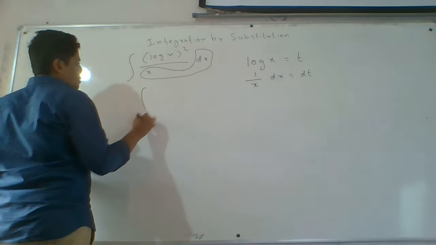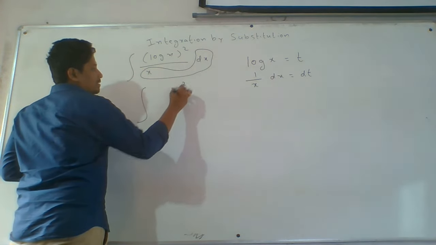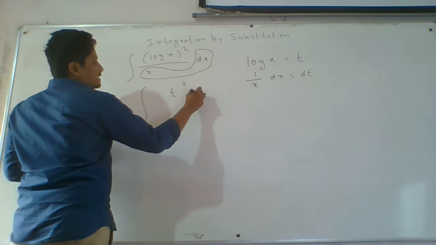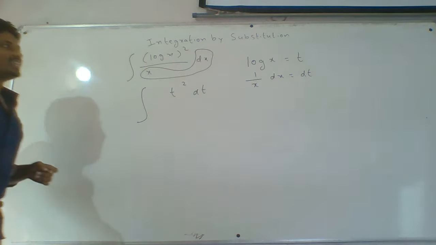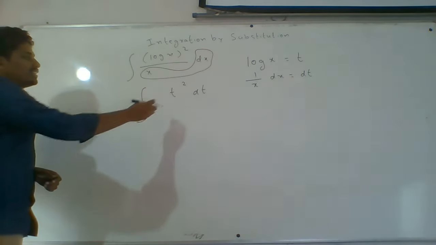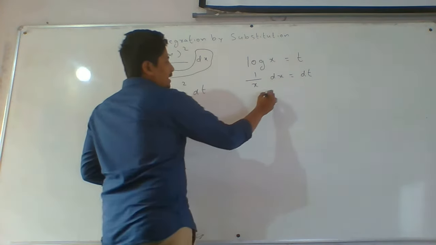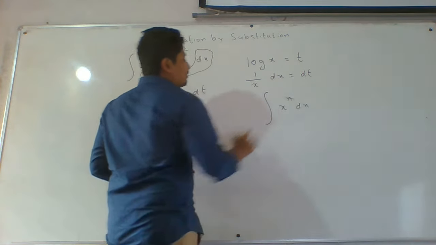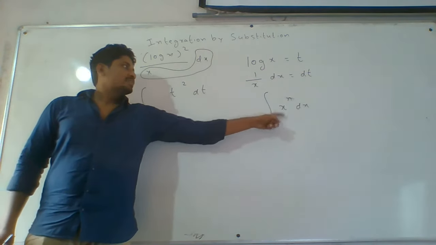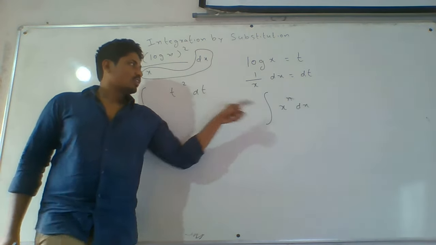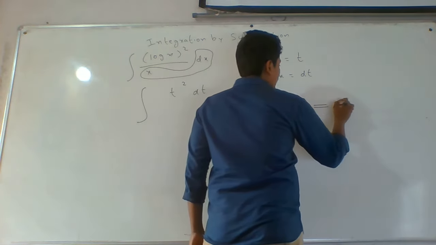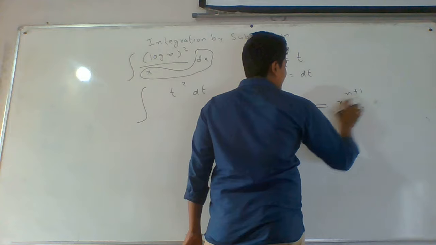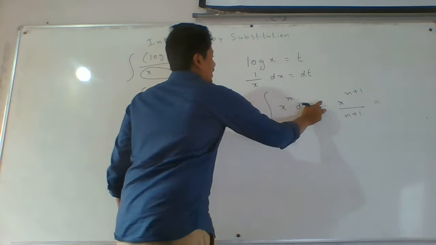See here, in the place of log x you can put t, and t square, and dx by x is dt. It is of the form integral x power n dx, here t power 2 dt. What is the formula for this? It is x power n plus 1 by n plus 1 plus c.